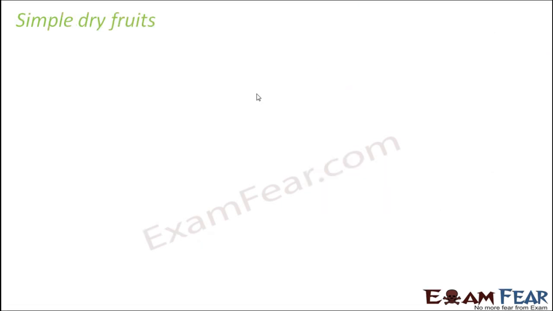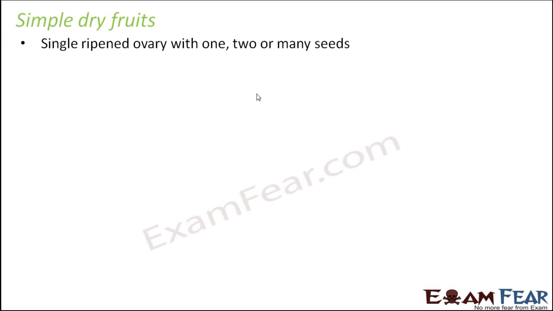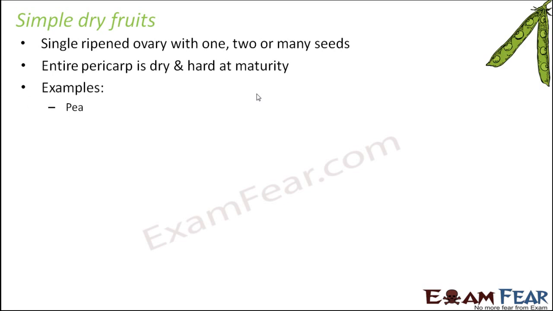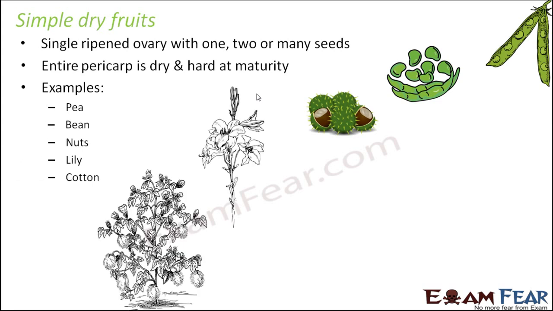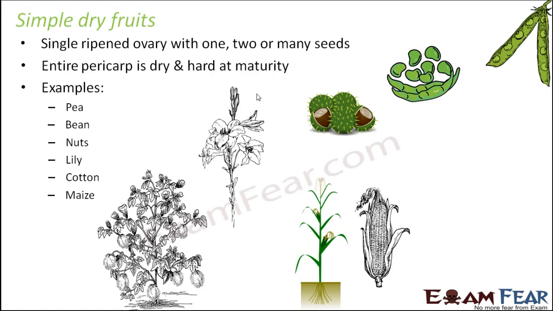Let us next talk about simple dry fruits. So here also they are simple, that is single ripened ovary with one or more seeds, but they are dry fruits. That means the entire pericarp is dry and hard at maturity. So it is no more fleshy. It will be dry and tough. So examples of such fruits would be pea, beans, nuts, lily, cotton, maize. So these are all examples of simple dry fruits.